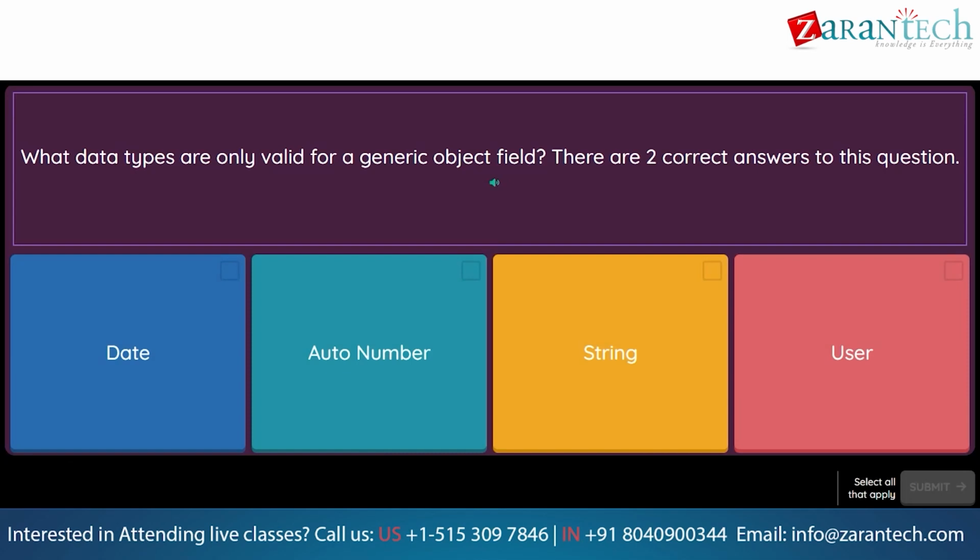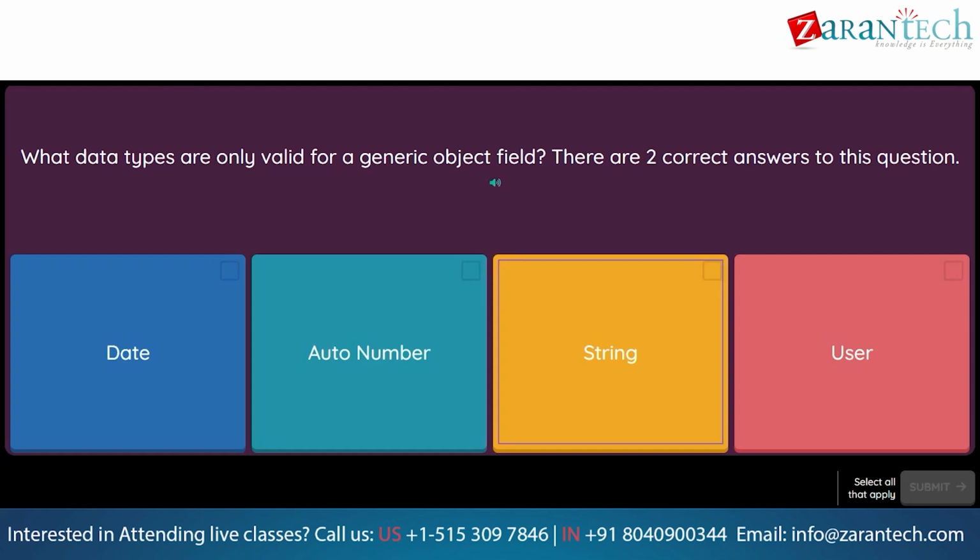Question: what data types are only valid for a generic object field? There are 2 correct answers to this question. Option 1: Date. Option 2: Auto number. Option 3: String. Option 4: User.